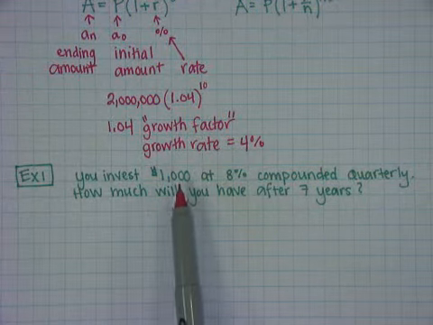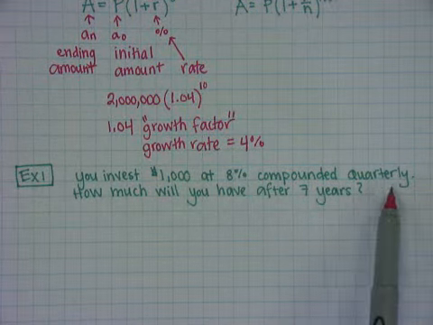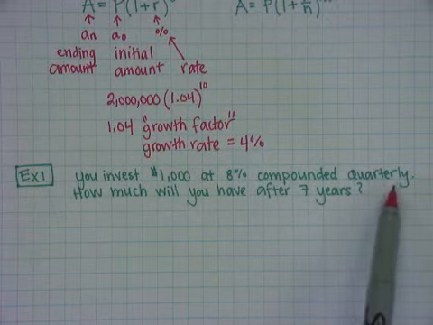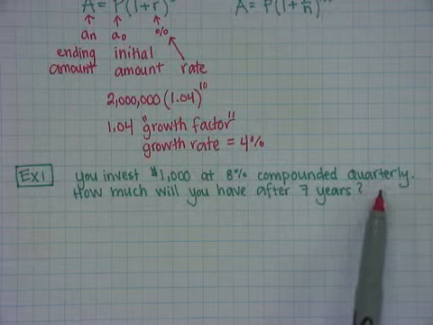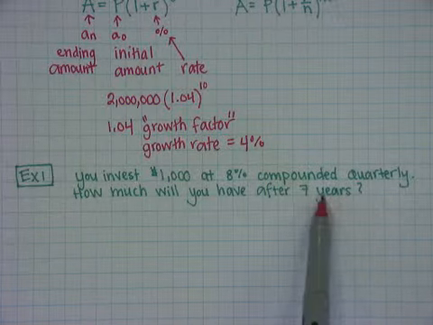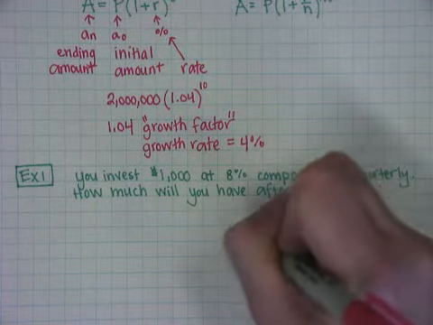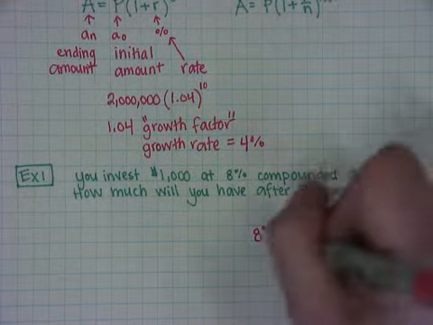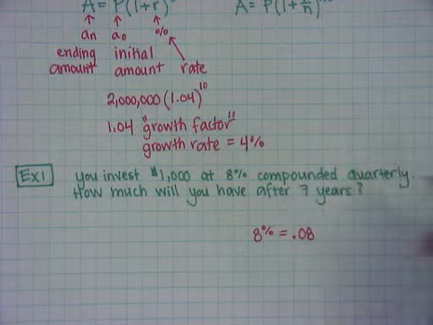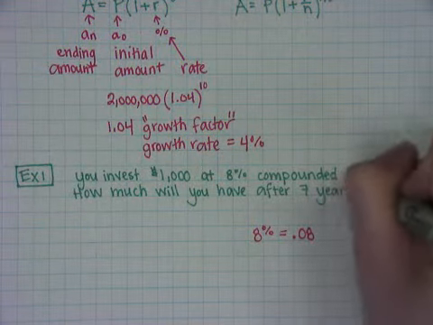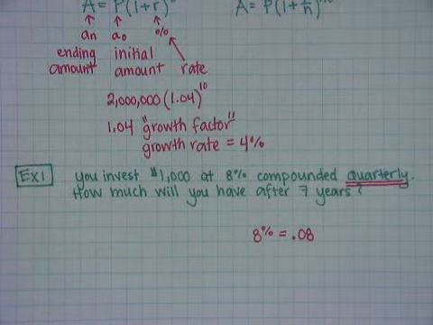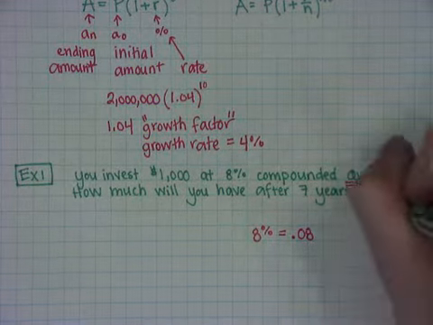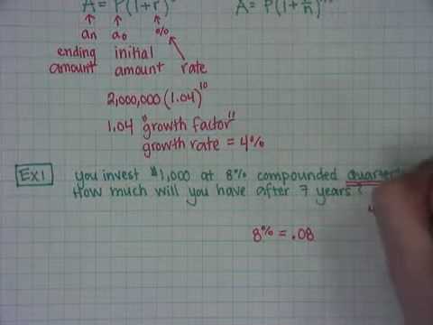You invest $1,000 at 8% compounded quarterly. So this compounded quarterly is the new piece of information that we're going to use. It's where it comes in the formula. How much do you have after 7 years? How do I write 8%? Good, 0.08. But then if it's compounded quarterly, how many times is that? 4. This means 4 times per year.